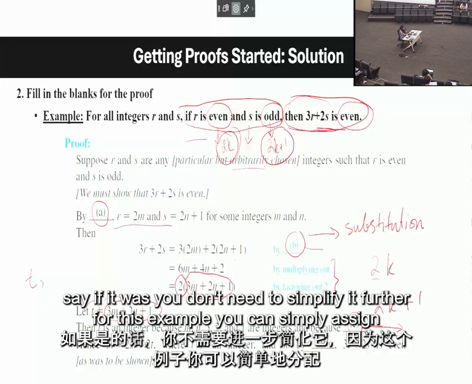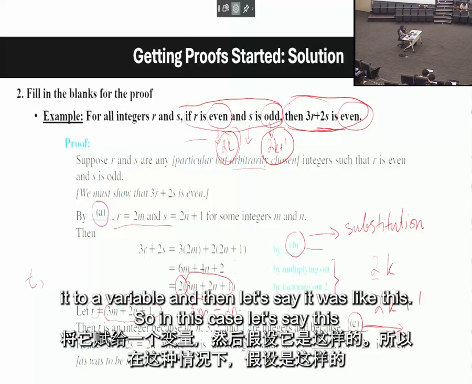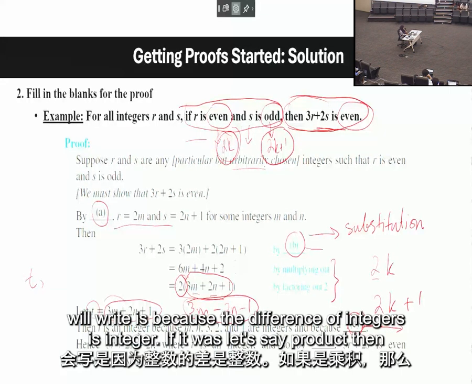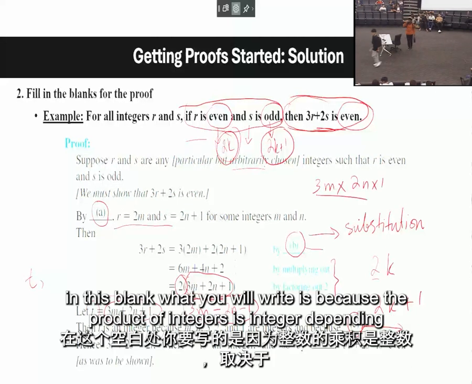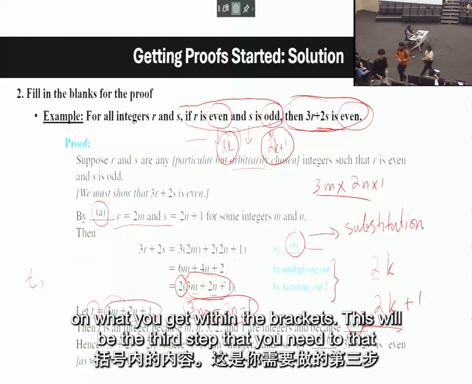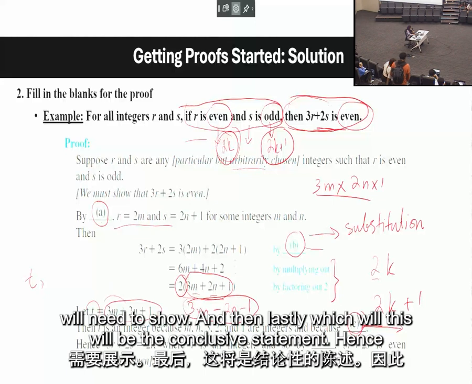Whatever you have over here, you don't need to simplify it further for this example. You can simply assign it to a variable. Let's say this was the expression we were left with after factoring out 2. In this blank you will write, because the difference of integers is an integer. If it was a product, then in this blank you will write, because the product of integers is an integer, depending on what you get within the brackets. This is the third step that you need to show.